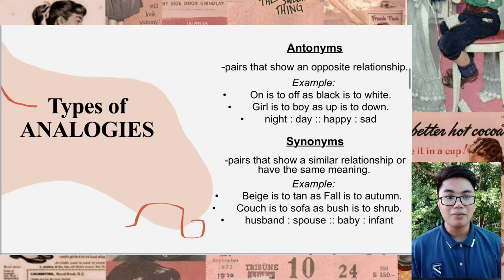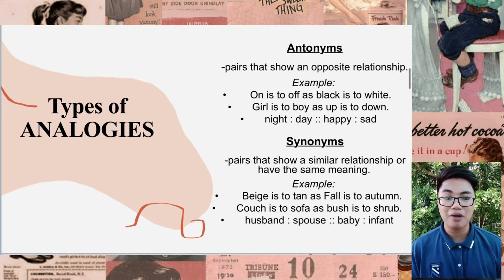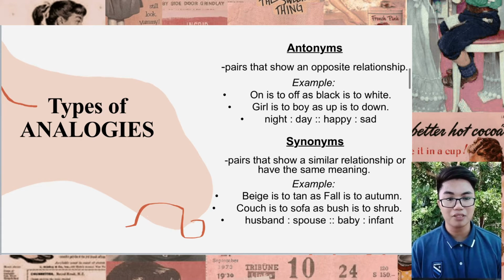Remember, antonyms, opposite relationship. This time, we have synonyms. Unlike antonyms, synonyms are pairs that show a similar relationship or have the same meaning. So example, beige is to tan as fall is to autumn. Couch is to sofa as bush is to shrub. Husband is to spouse as baby is to infant. Again, synonyms show a similar relationship or have the same meaning, while antonyms show an opposite relationship.